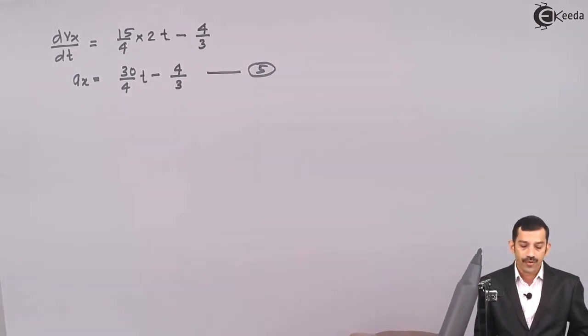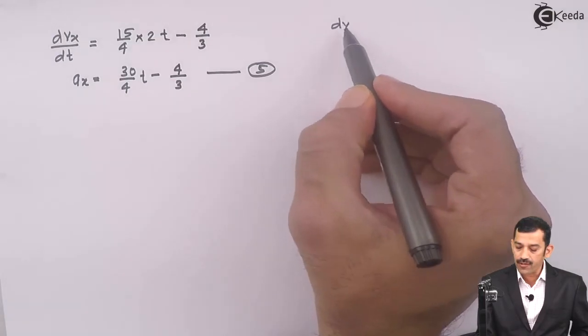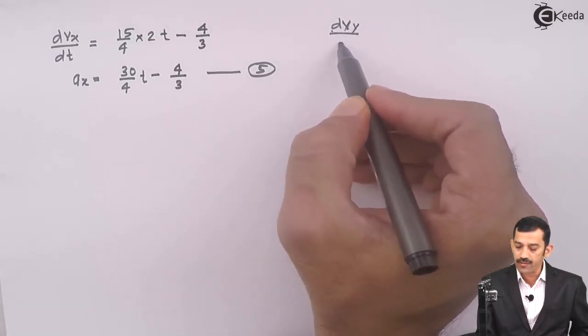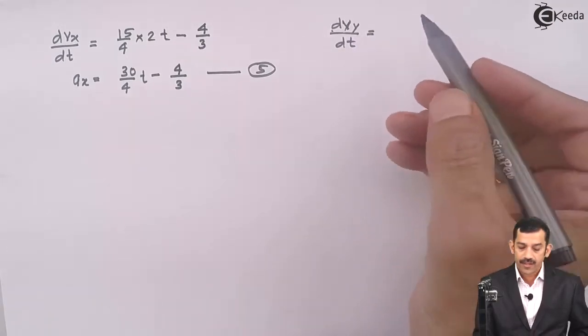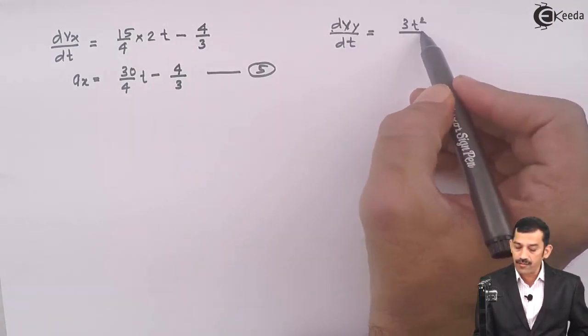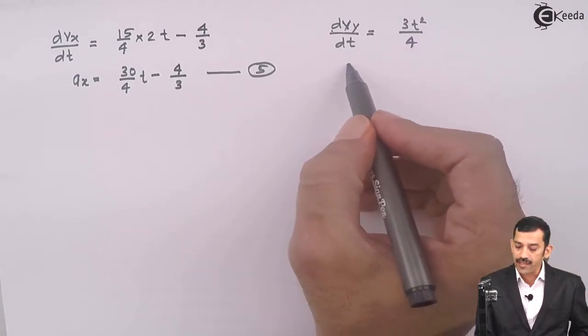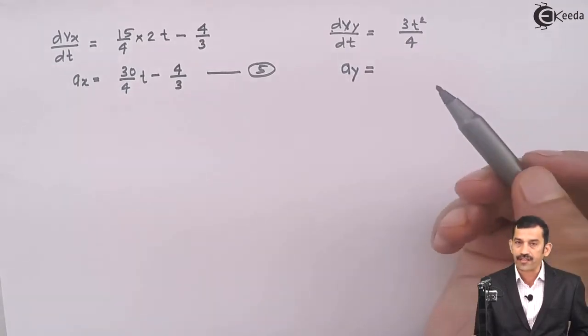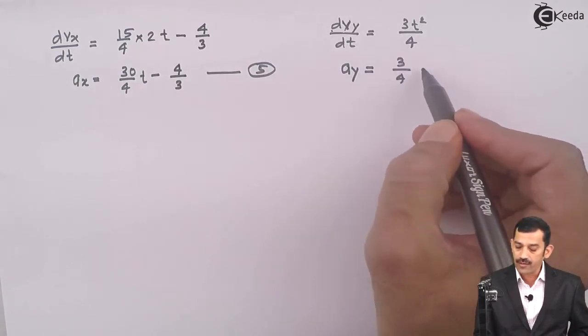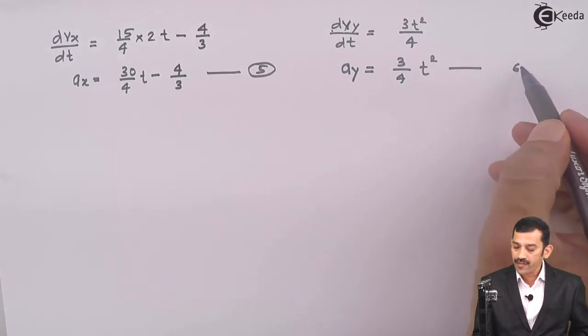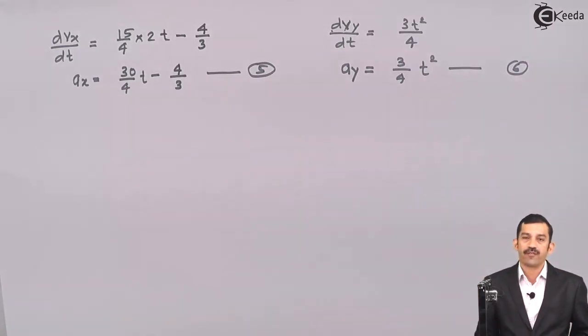Similarly, Vy, if we differentiate with respect to time t, that is dVy by dt, 3t square by 4. dVy by dt is the component of acceleration along the y-axis, 3 by 4 t square. This is equation number 6. That means now what equations are available? x and y in terms of t, Vx and Vy in terms of t, and Ax and Ay in terms of time t. What is asked in the problem? Find velocity and acceleration at t equal to 2 seconds.